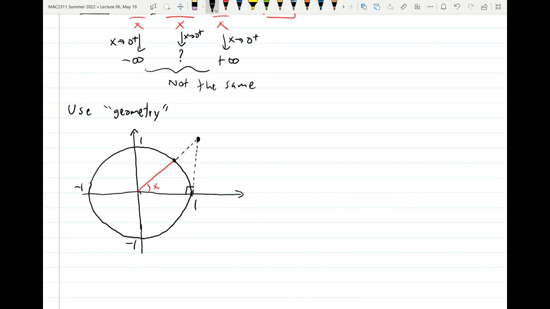In other words, we have a big triangle, as you can see. There is a big triangle here. It's a big right triangle. I also want you to notice that there is another triangle that I want you to consider, which is this one.